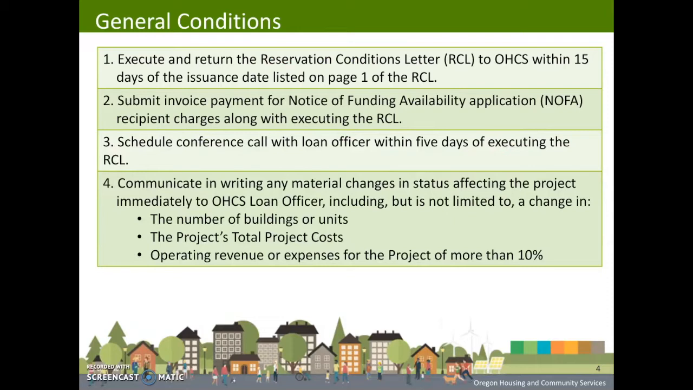You are expected to communicate in writing any material changes that affect the project. You should communicate these changes early on. As a general good practice, it is better to over-communicate or communicate when in doubt than it is to assume a change is not material and learn later that it was. Too often we see a situation that could have been mitigated but was not informed until it was too late.